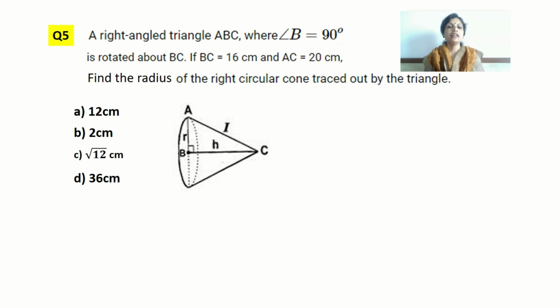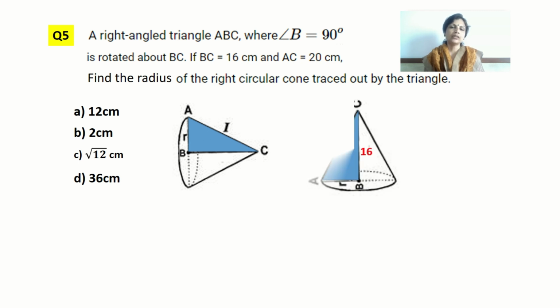Find the radius of the right circular cone traced out by the triangle. So here, which triangle is given to you? This is the triangle which is given to you, and you have to rotate it along BC. When you rotate it, it forms a cone.